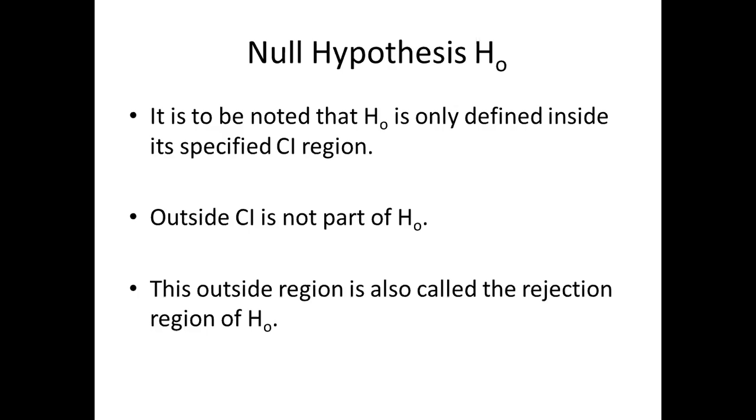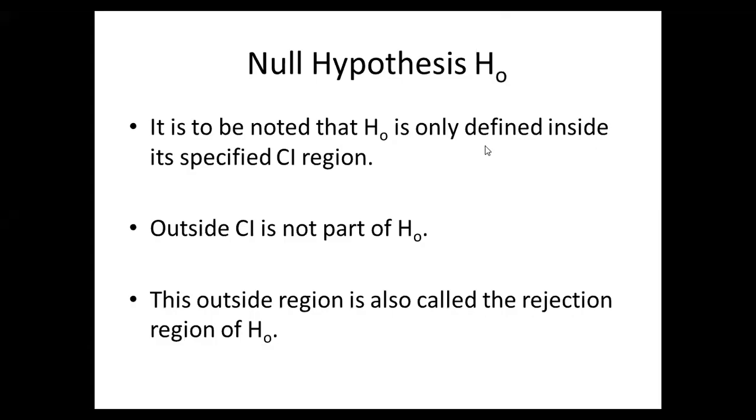So basically it means that the null hypothesis, or the population of the null hypothesis, only exists within the confidence interval region, right? And the outside of the confidence interval region is not part of the H naught or the null hypothesis. This outside region is also called the region of rejection. And we should remember this when we are discussing hypothesis testing practical examples.